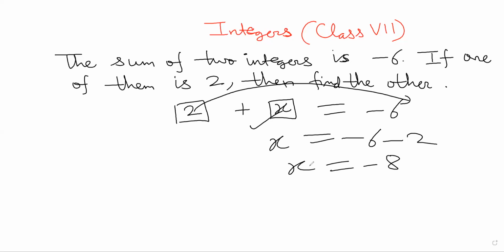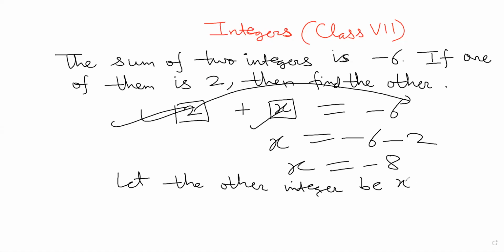Now again we have to practice 10 questions based on that. Now, is this method understood? Yes, sir. First, the statement you have written was right, but afterwards it was just a waste of time. Here you have to write what you want to find out, that is taken as x, or you can write the statement, let the other integer be x. So there are two integers, one is given as 2 and the other is unknown, that we are writing x for, equal to -6.